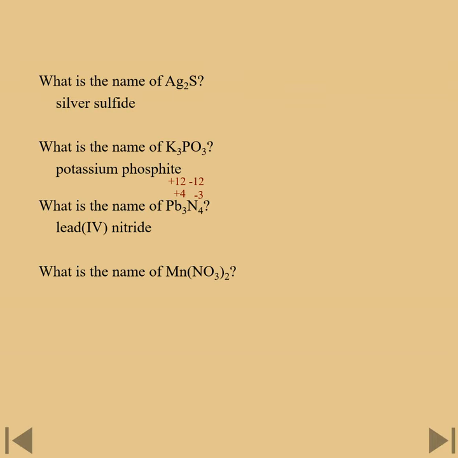Now, what's the name of this compound? Well, we have a cation here and an anion. So the name of that cation? Manganese. Does manganese get a Roman numeral? Yes, it does. Name of the anion? Well, how many oxygens does nitrate have? Nitrogen is in period 2, and so 3 oxygens. So there's nitrate. What's the charge on the nitrate?